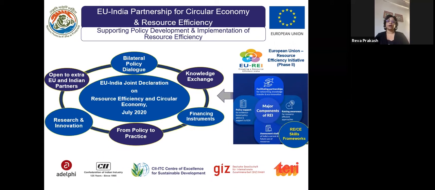And EUREI and also other actors that work on resource efficiency and circular economy regularly engage and work with the private sector. And also in working with the private sector, we also work with a lot of innovators and MSMEs to understand what kind of alternatives to different kinds of materials exist.